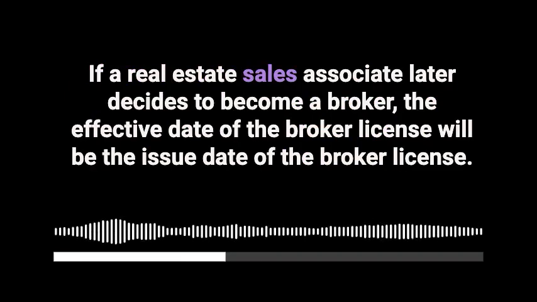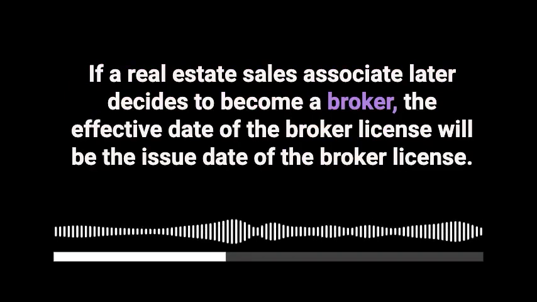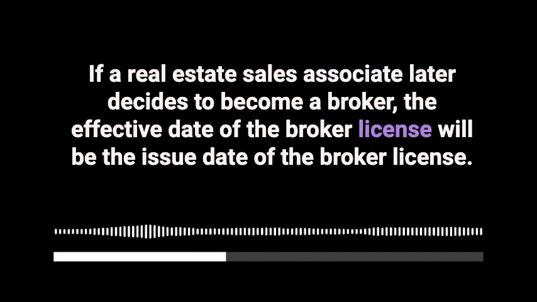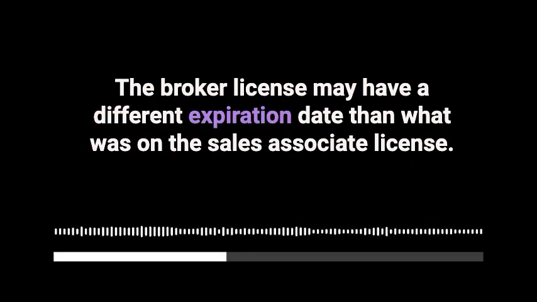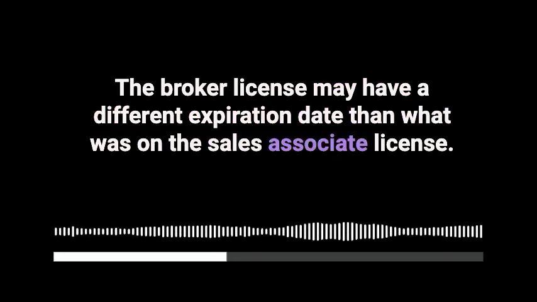The license will expire on March 31, 2020. Thereafter, every 2 years on March 31st, the real estate license expires and must be renewed. If a real estate sales associate later decides to become a broker, the effective date of the broker license will be the issue date of the broker license. The broker license may have a different expiration date than what was on the sales associate license.